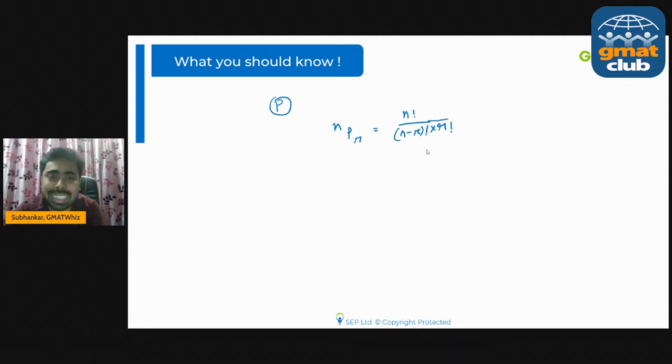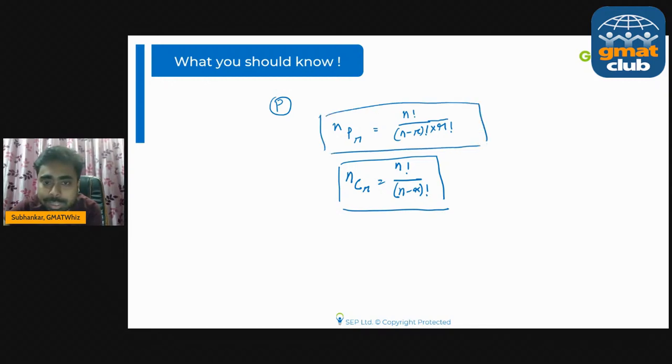Now, what is the formula I know for nCr? nCr is n factorial by (n minus r) factorial into r factorial. So you can see here, there is a relation between these two. Now, what is the relation? In these two, this term is exactly the same. Then what is the difference? The difference is this r factorial. So if I simply multiply r factorial here, I am going to get something like this.